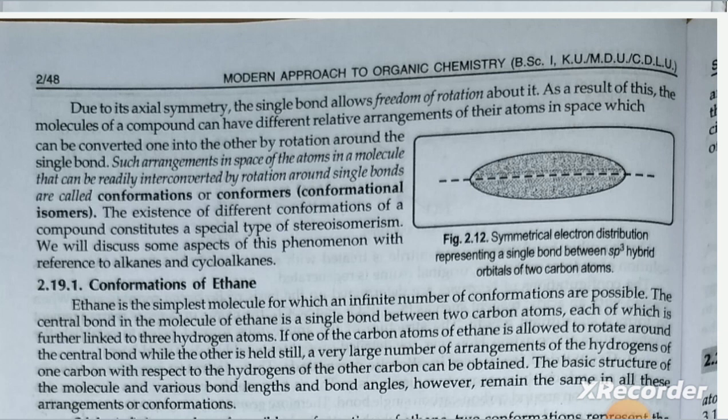The existence of different conformations of a compound constitutes a special type of stereoisomerism. We will discuss some aspects of this phenomenon with reference to alkanes and cycloalkanes. Figure 2.12 shows symmetrical electron distribution representing a single bond between sp3 hybridized orbitals of two carbon atoms. First is conformation of ethane.